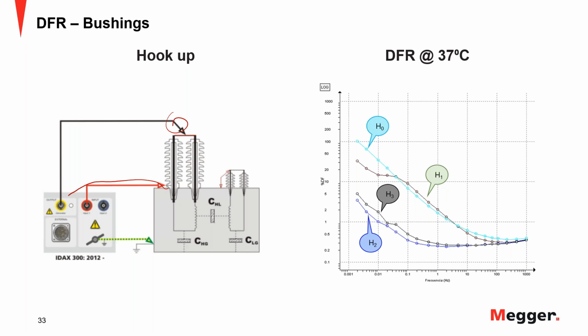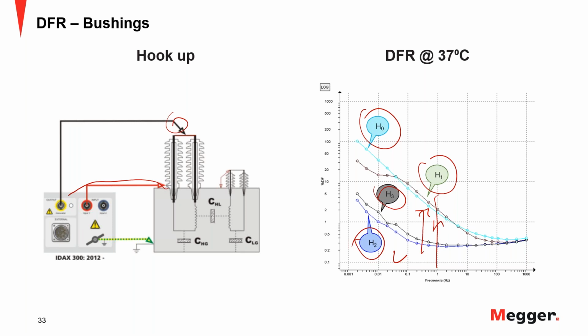4 bushings mounted on the same transformer, and you can see my H3 and my H2 look pretty good. But what about H1 and what about H0? They don't look as good, right? There's high losses here, but is that good? Is that okay? How can I say that? Well, if this was already corrected to 20 degrees C, these guys at 1 hertz show a number that is greater than 1%, and that for us is a trigger.